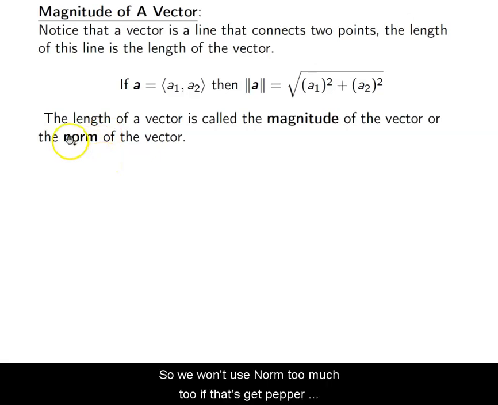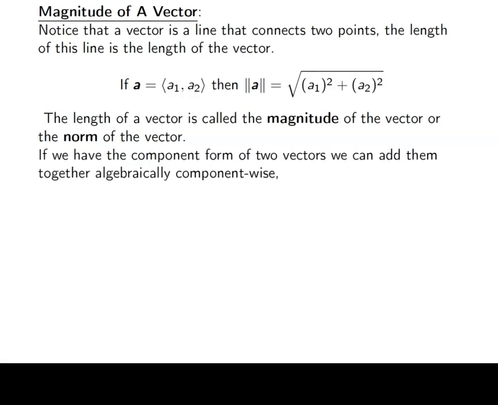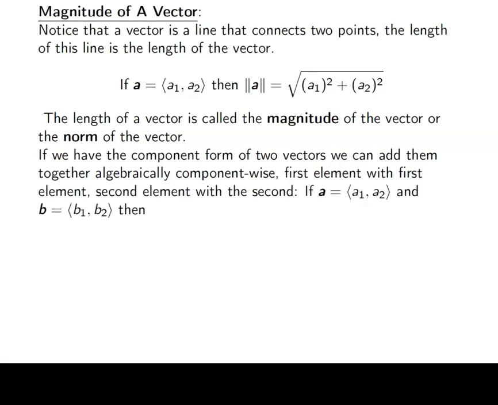Again, the length of the vector is called the magnitude or the norm of the vector. We won't use norm too much. It does get peppered in, but when we start getting into calculus, we do refer to the length or the magnitude of a vector as its norm. If we have the component vector form of 2 vectors, then we can add those 2 vectors algebraically component-wise, meaning the 2 x values add together and the 2 y values will add together.